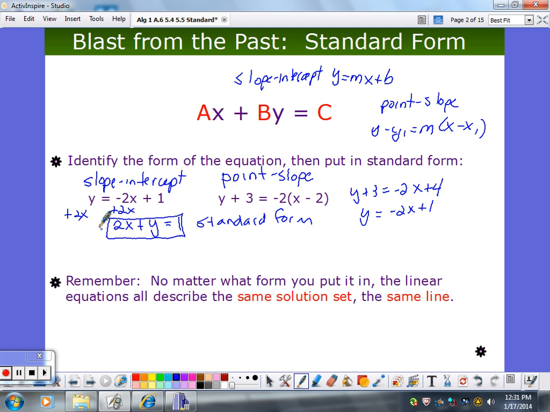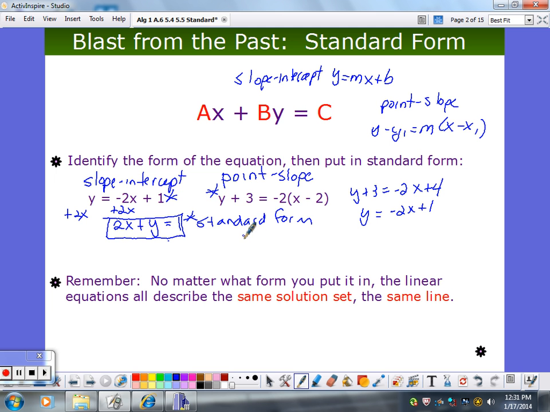It sounds like an obvious sort of thing. They're all the same thing, but I've just written them in three different ways. Does writing them in different ways make them different? Just the way they look? No. They are the same. If you were to graph any one of these forms, you get the same line. Same solutions, right? So don't get lost thinking they're different. They are the same. Same, same, same.